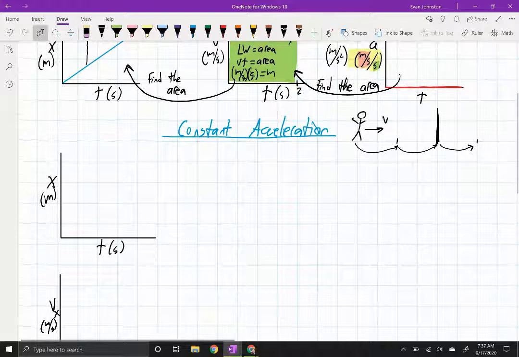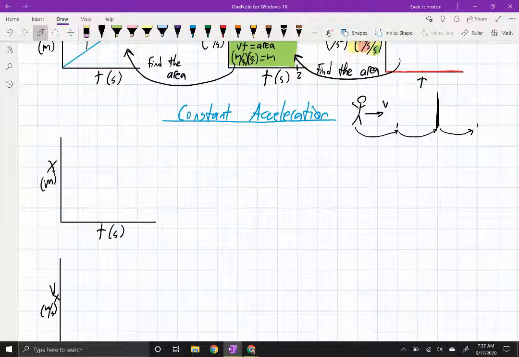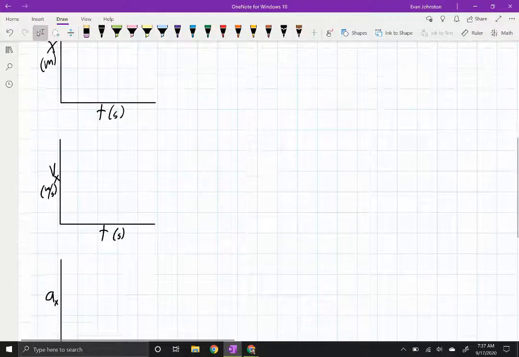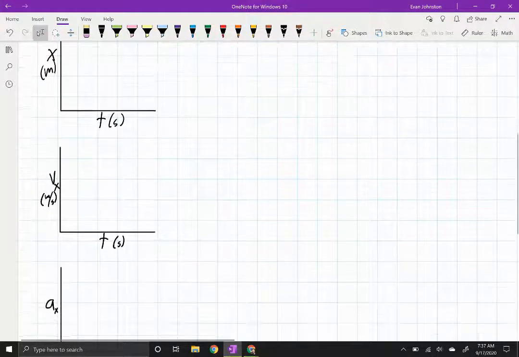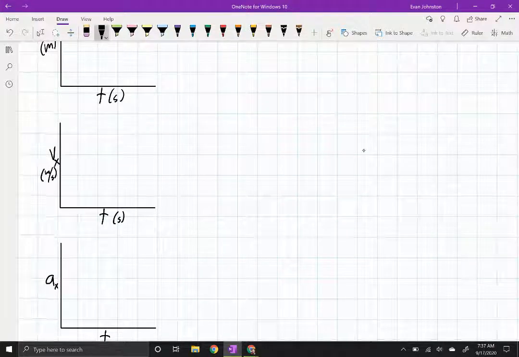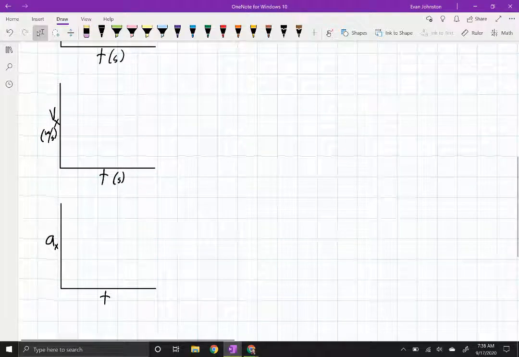Okay, now let's get a little more real here. So let's look at constant acceleration. Now, I have the same three graphs. I have my displacement versus time, my velocity, and I even put a little x here for the velocity in just the x direction. And then I have the acceleration in the x direction.